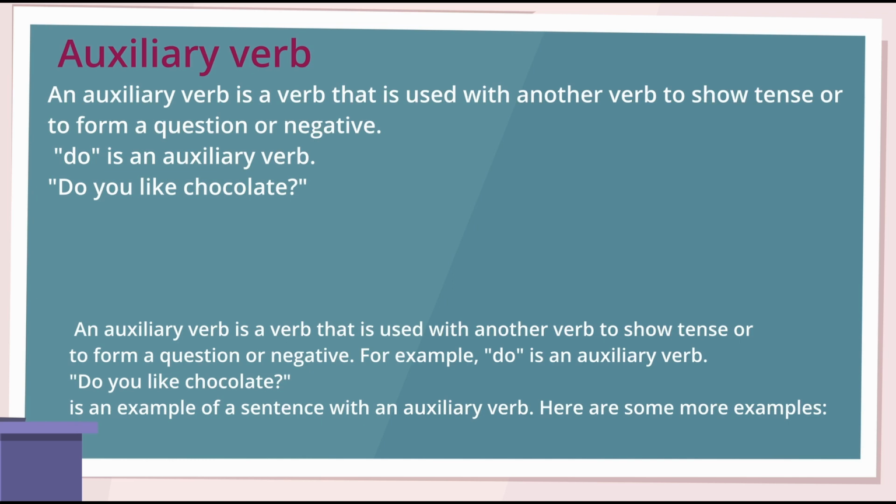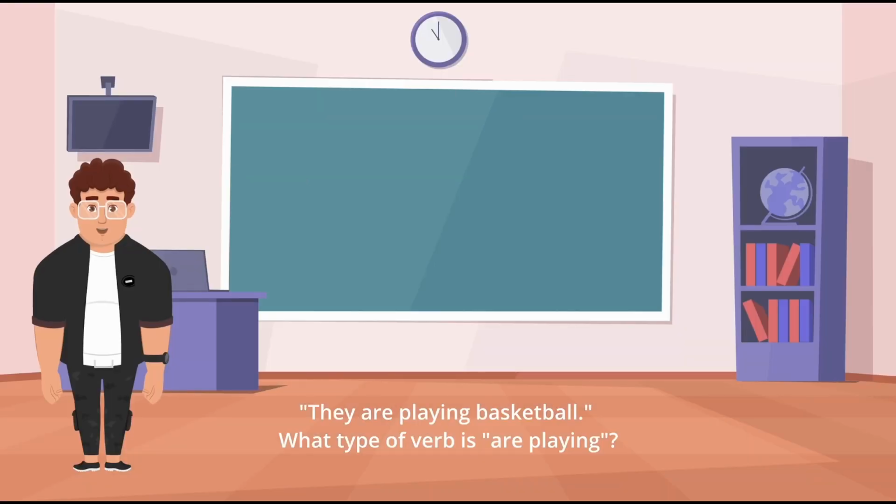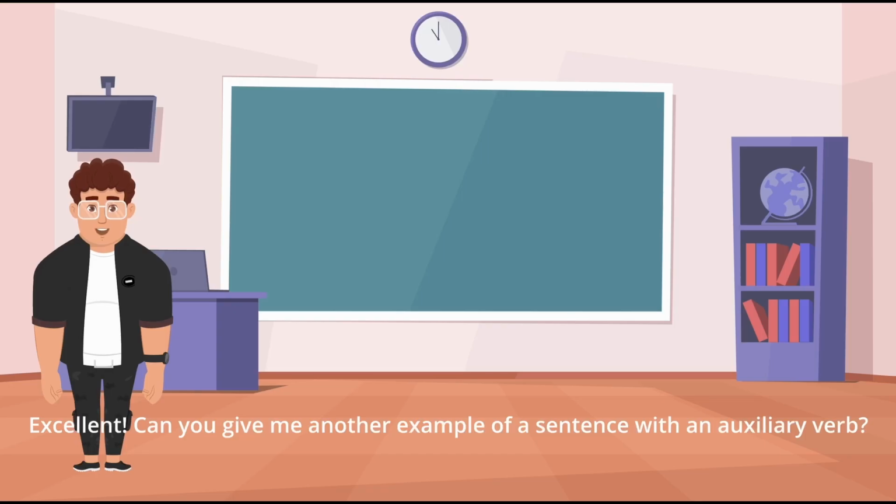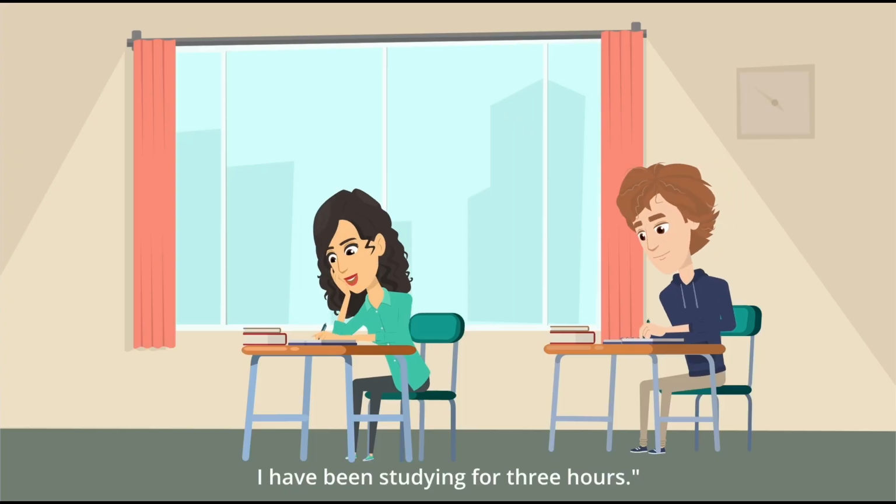Do you like chocolate? is an example of a sentence with an auxiliary verb. Here are some more examples. What type of verb is are playing? Are playing is an auxiliary verb. Can you give me another example of a sentence with an auxiliary verb? I have been studying for 3 hours.